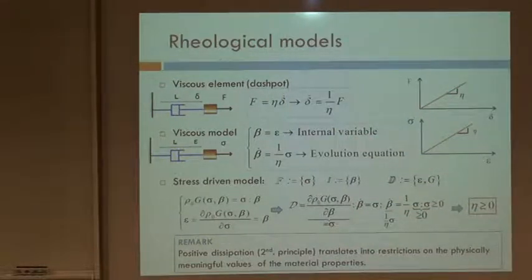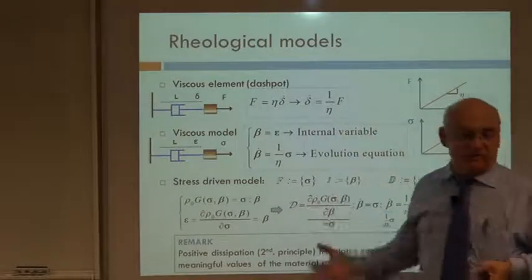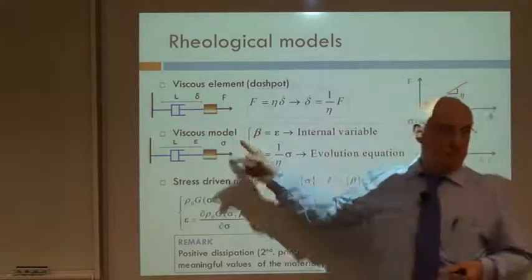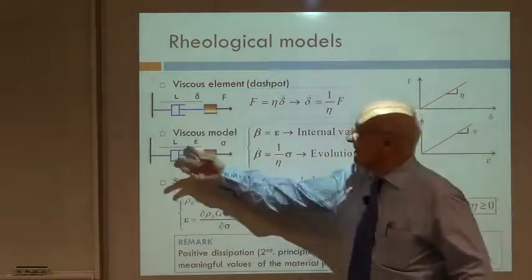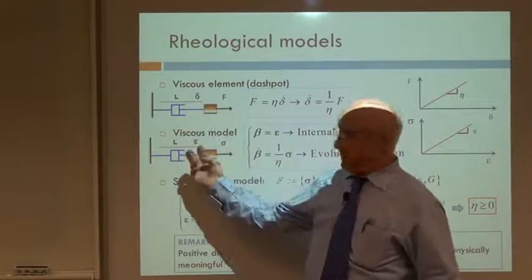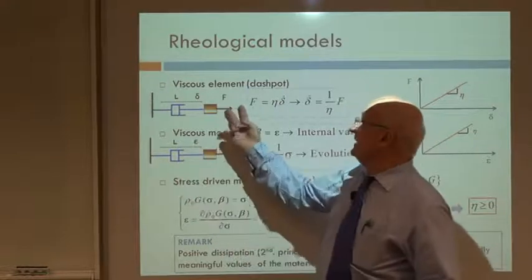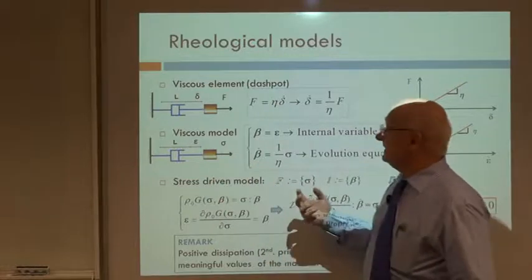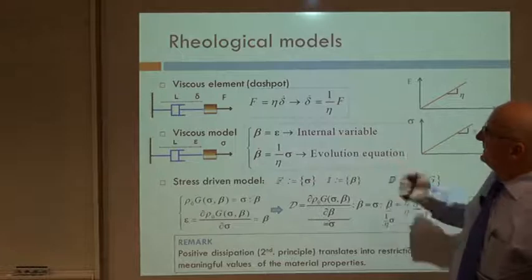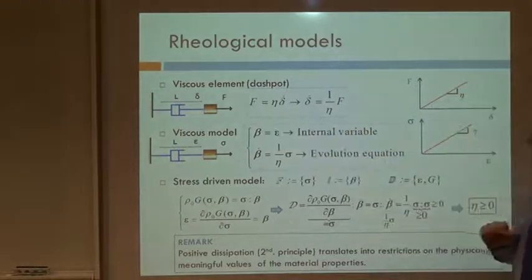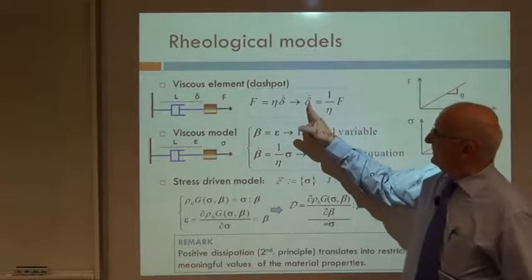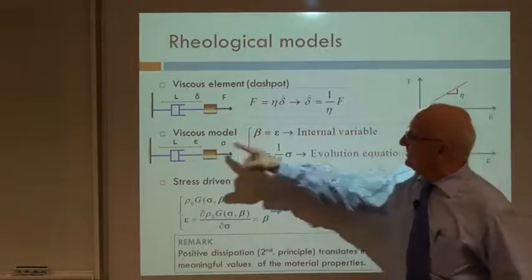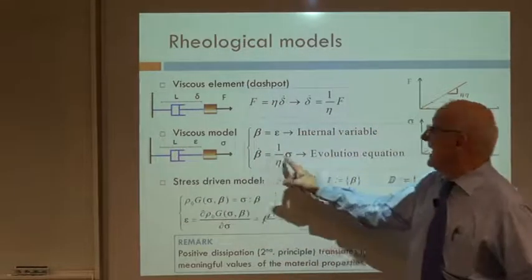Why not just think of a rheological model based on this mechanical dashpot? This is a viscous model in which, instead of displacements, we'll talk again in terms of strains, and instead of forces we'll talk of stresses. Then, similar to that, we would like to recover a relation where the rate of the strains is 1 over the viscosity, which is a material property, times the stress.